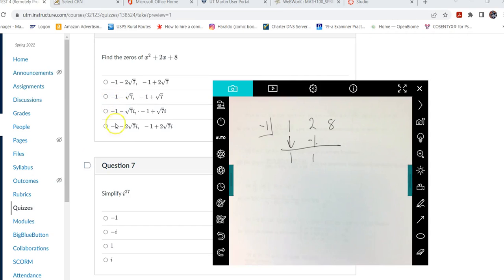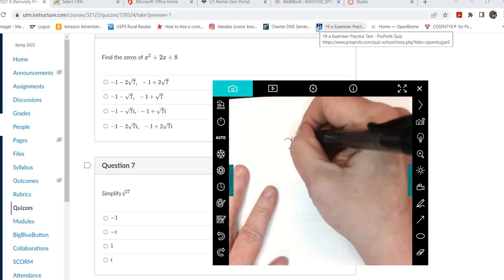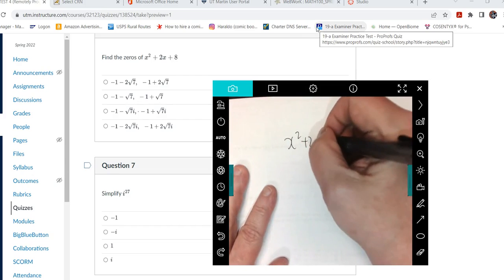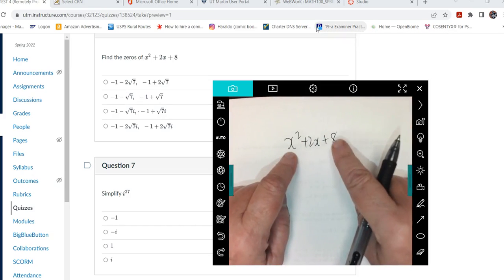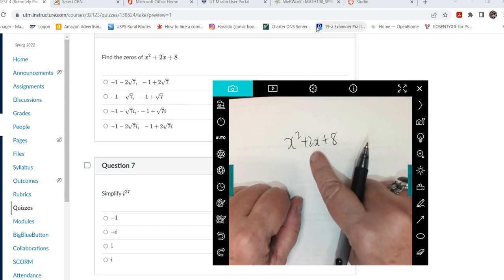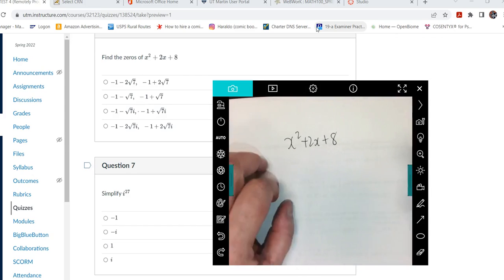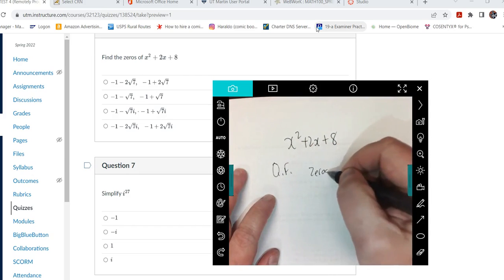Okay, I was reading it wrong. I was thinking there was a comma after that, but it has degree 2. Oops. So, yeah. Let's try that again. There's going to be 2 zeros. Now, I could try and factor it, but 2 numbers that multiply together to give me 8, but at the same time add up together to give me 2, I can't find them. So I'm going to have to use the quadratic formula, and I'll be able to find the zeros.